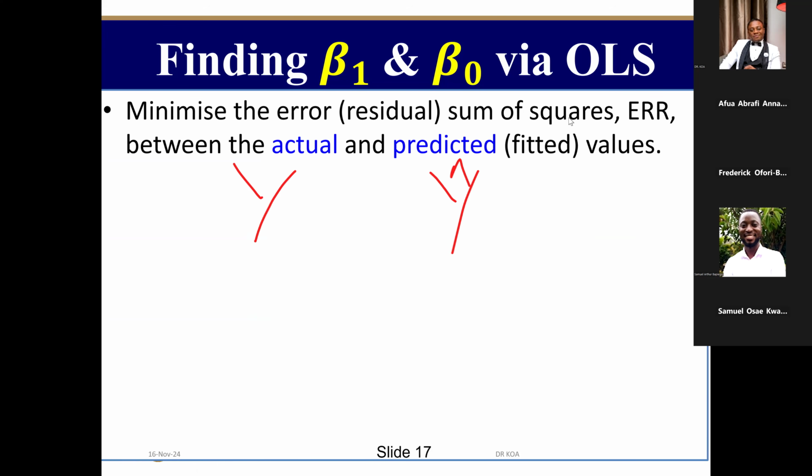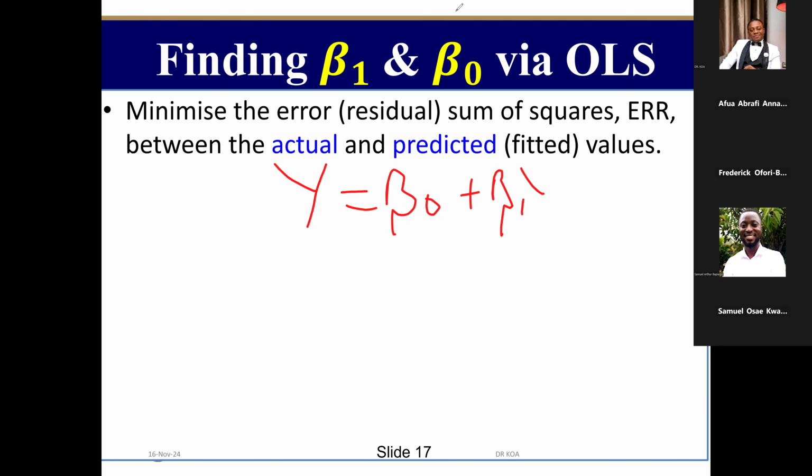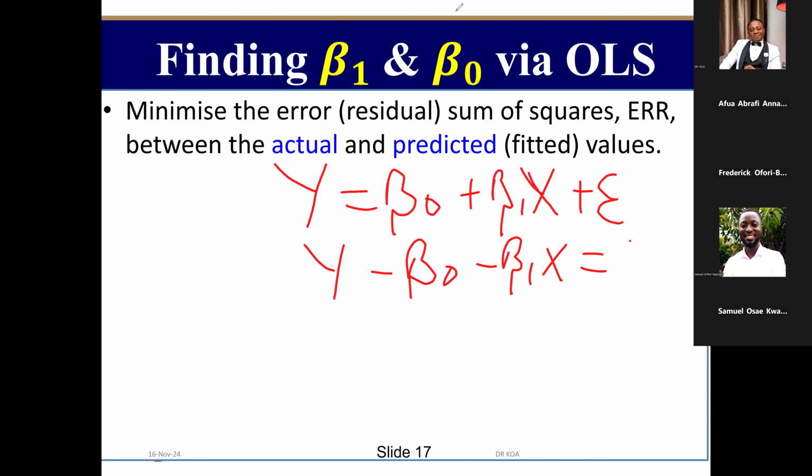How do you do that? Well, I want you to remind yourself something small. It's a bit of mathematics, and don't get scared. The simple regression is y is equal to beta naught plus beta 1 x plus error. This is how it is. Now this error, I can make it the subject and move everything to the right-hand side. So you will now have y minus the beta naught minus the beta 1 x equal to the error.